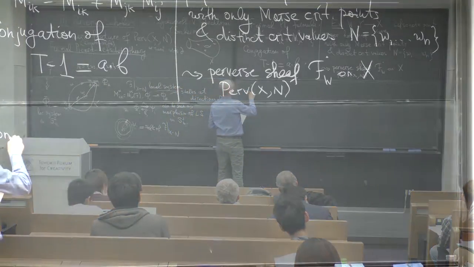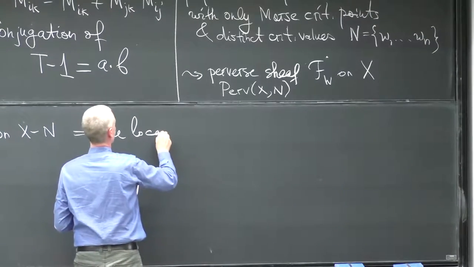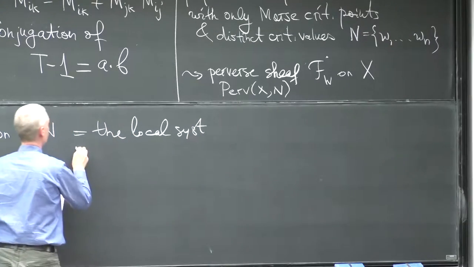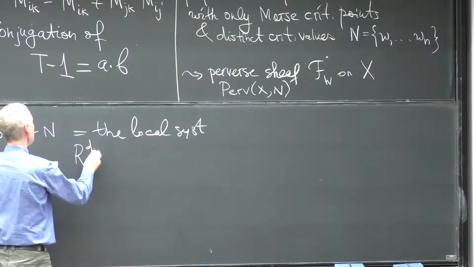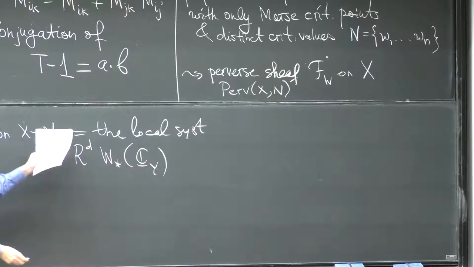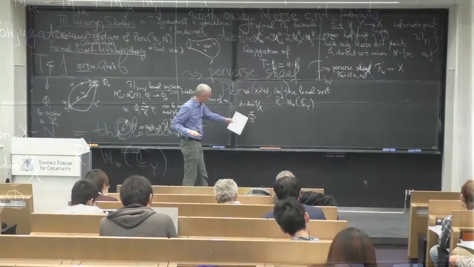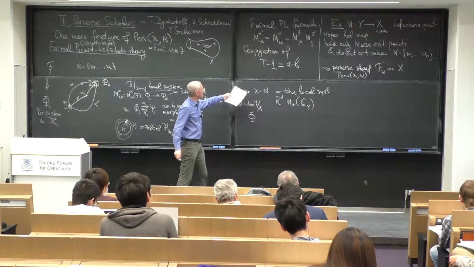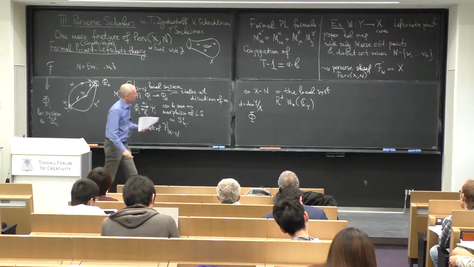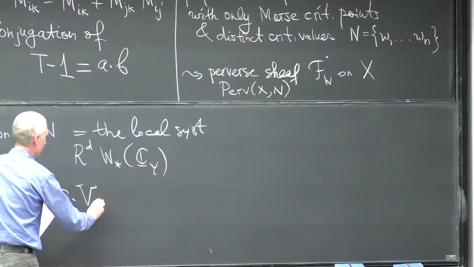On X minus M, it is the local system R^D W_* of C_Y. So D is the relative dimension, D is dim Y over X, so dimension of Y minus 1. And the phi, this gives me the local system outside, that gives me the vector spaces psi, and the vector spaces phi, I simply span by the classical Lefschetz vanishing cycle.